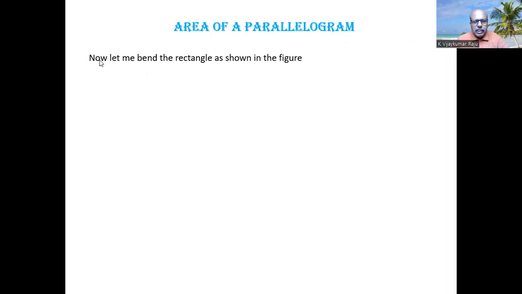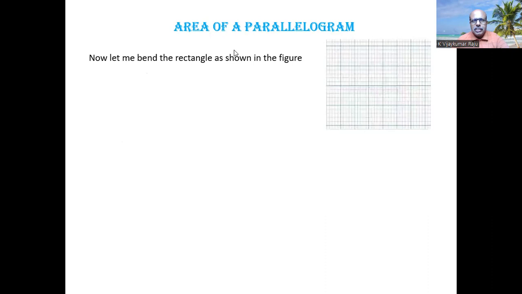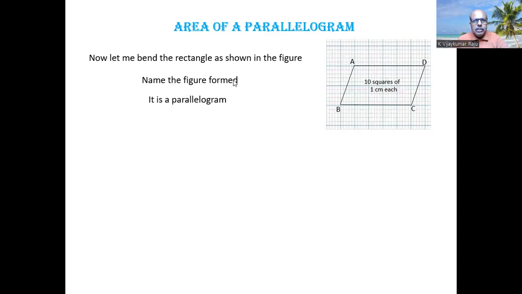Now, we have taken a rectangle. Let us slightly bend the rectangle. Let us see how it is. Let us bend it here. So it's bent here, so it is seen clearly. Now, when you bend it, it takes this shape. The same rectangle, we have just bent it. That means the area enclosed is still 10 squares of 1 centimeter. So what is the figure now? It's a parallelogram.